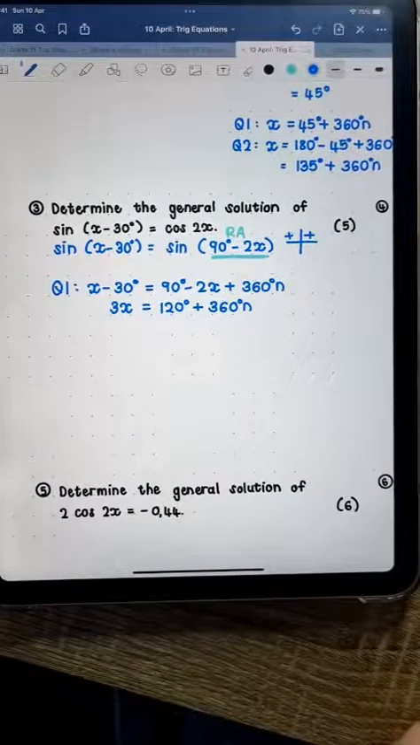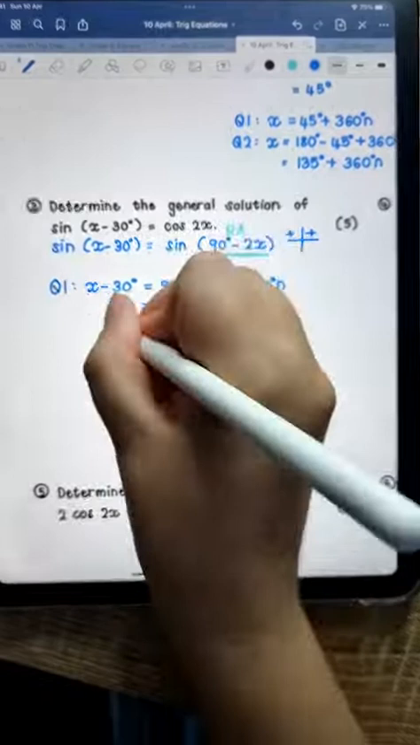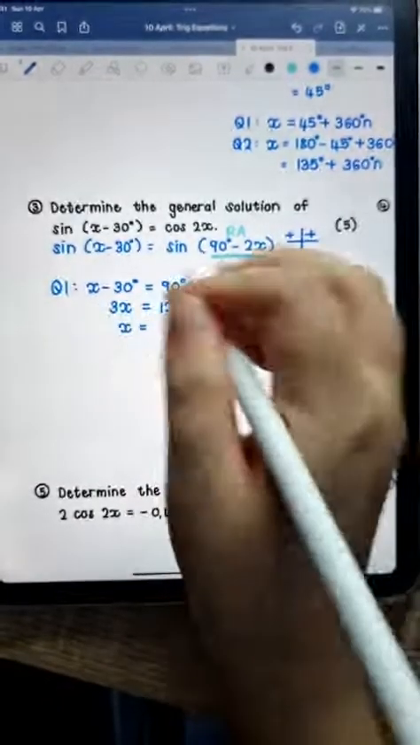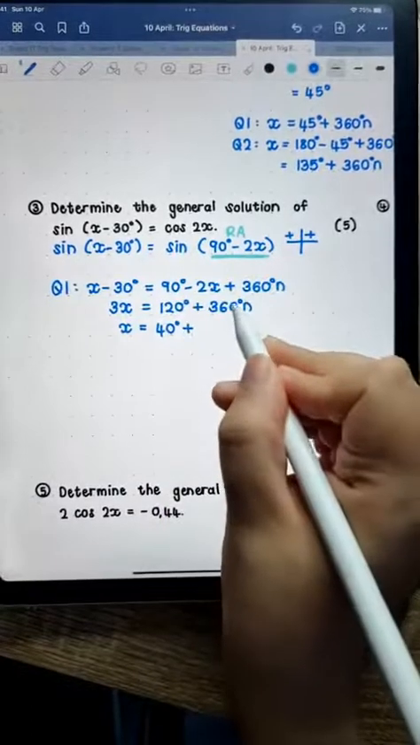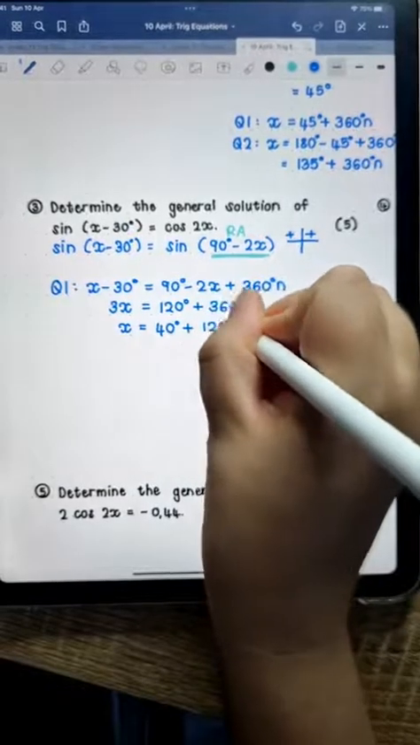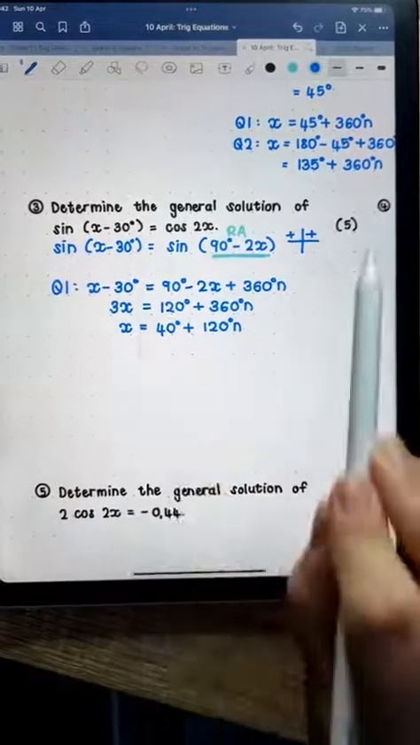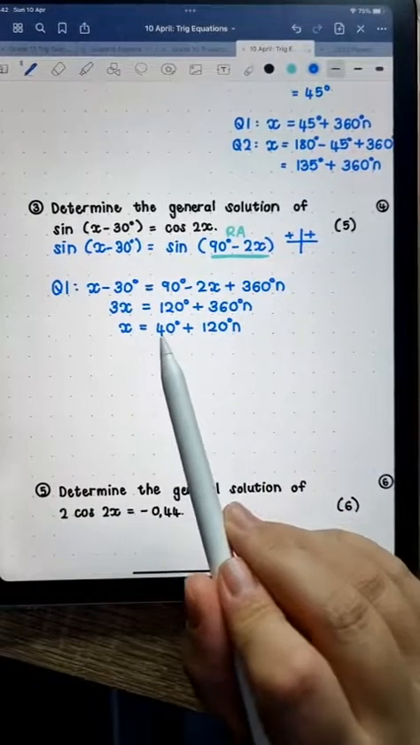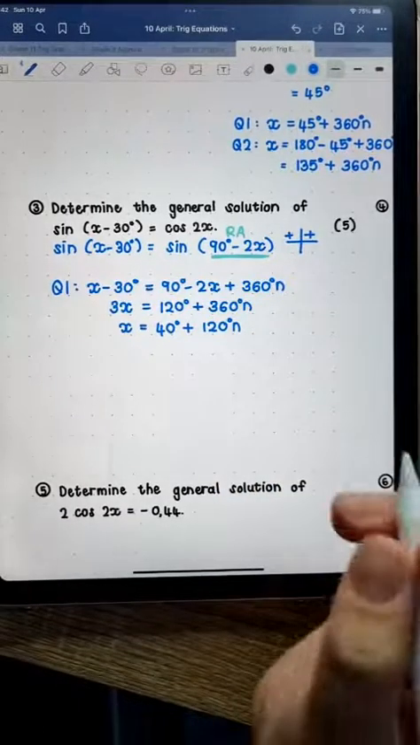Okay, we're not done yet. We still need to divide by 3. So x is then 120 divided by 3, which is 40 degrees, plus, this you must also divide by 3, guys. 360 divided by 3 is 120n. Okay, plus 360k, yes, you can say that too. So that is our first quadrant solution, guys. This equation will be true if x is 40 degrees, but then also every 120 degrees after that. That is our quadrant 1 solution.